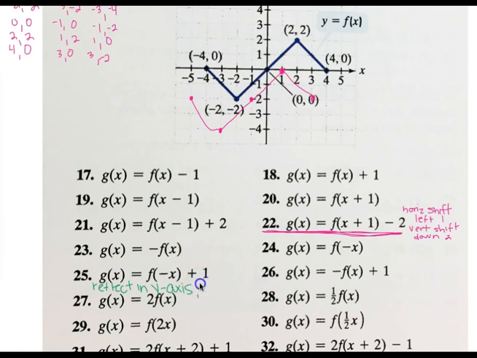And this +1 means that I'm going to have a vertical shift up 1. So again, some of you are going to be able to do that just by looking at it. So you can say, okay, if I shift this up 1 and I reflect it over the y-axis, it ends up on top of itself.